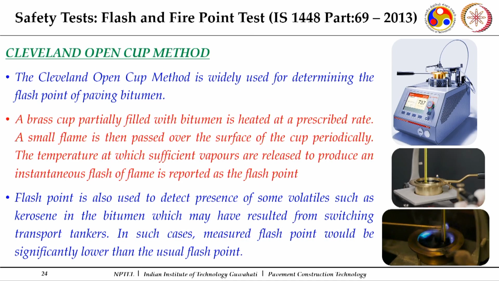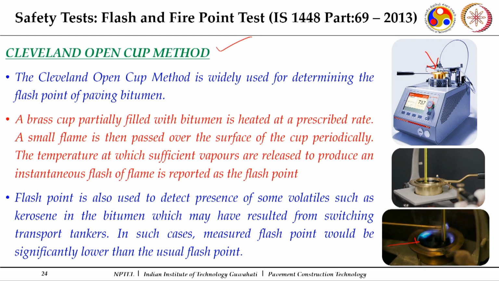And there is a standard Cleveland open cup method, where you pour the binder into the cup and gradually heat it, and bring a flame on the top, and you see where the flash occurs, because the vapors are formed at higher temperatures. Normally it is in the range of 220 to 250 degrees centigrade for different bituminous binders.